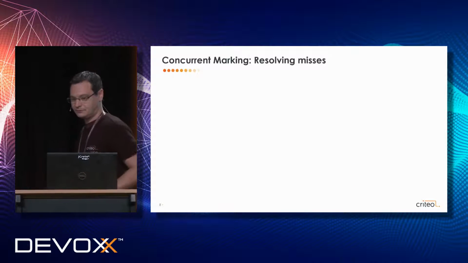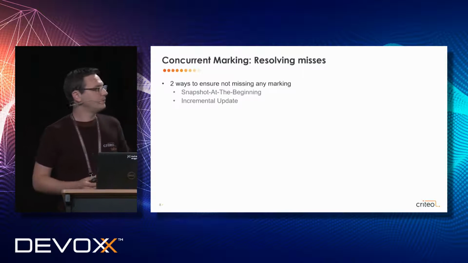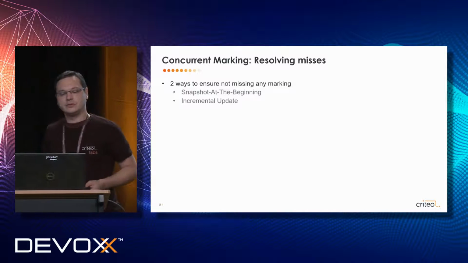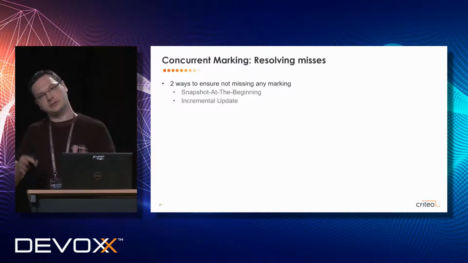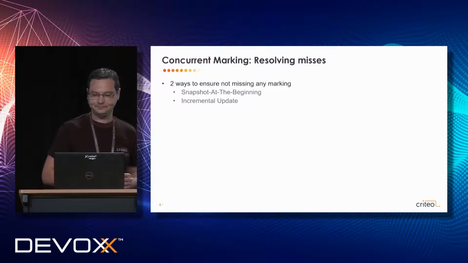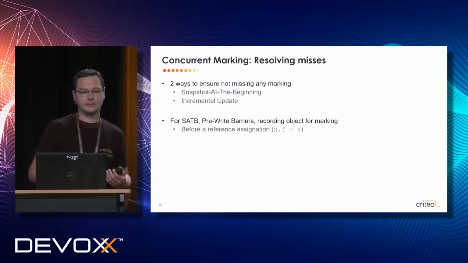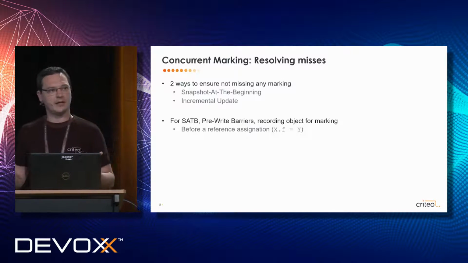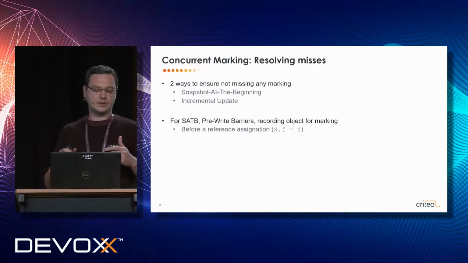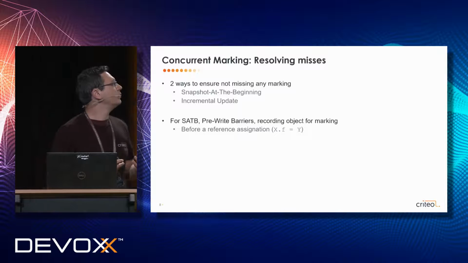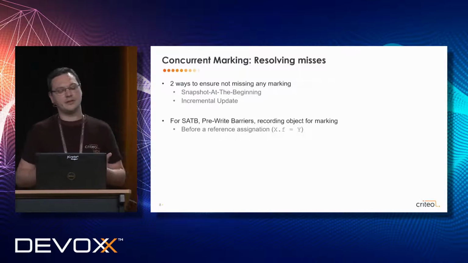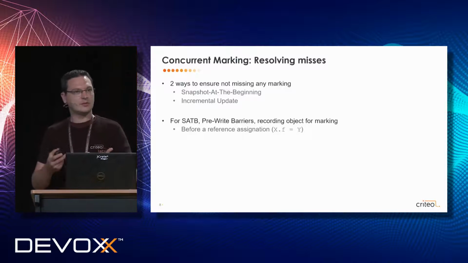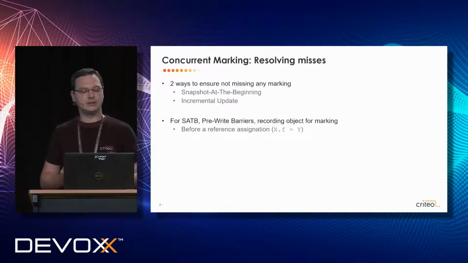To resolve this, there are two ways: snapshot at the beginning or incremental update. In this section, we will see the snapshot at the beginning, and we will see incremental update later. So for SATB, snapshot at the beginning, we introduce a pre-write barrier by the JIT. It means that when we assign an object reference, before this assignation, so when you're writing the field for the destination, the JIT will insert some code to deal with that.